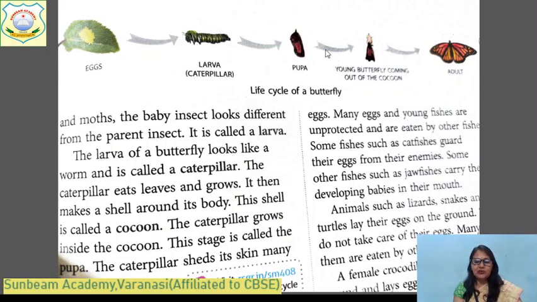It further grows and sheds its skin many times. You know, the caterpillar sheds its skin many times. और बहुत बार ये अपने स्किन को शेड करता है. शेड करना मतलब गिराना. And then finally, it grows into a young butterfly. Okay? And the young butterfly comes out from the cocoon. And after this, it becomes an adult butterfly. I think now you all have understood the life cycle of a butterfly.